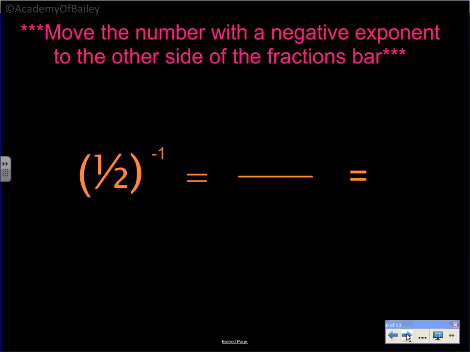Move the number with a negative exponent to the other side of the fraction bar is what a negative exponent means. Now, I told you to also remember that a negative exponent means it's the reciprocal. So, if we have 1/2 raised to the negative first power, what is the reciprocal of 1/2? The reciprocal is 2 over 1, which is equal to 2.